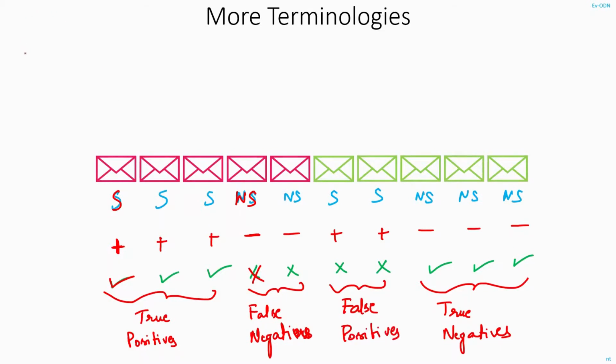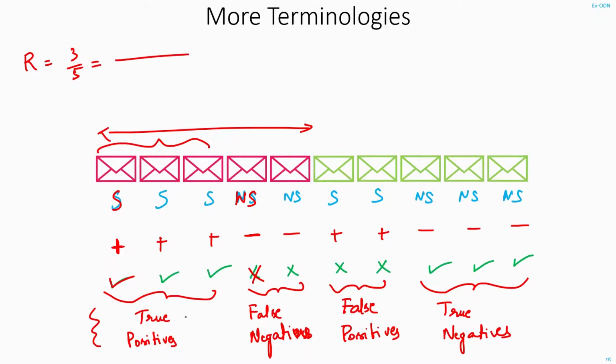Now, originally, what was the recall calculation? Recall was 3 out of 5. That is, I filtered out 3 out of the 5 spam emails. So my recall is 3 by 5. Now how do I redefine recall with the help of these new terminologies? In the denominator, I have true positives plus false negatives. That is, this entire set, these 5 spam emails, will be nothing but true positives plus false negatives. So let me write TP for true positives and FN for false negatives.